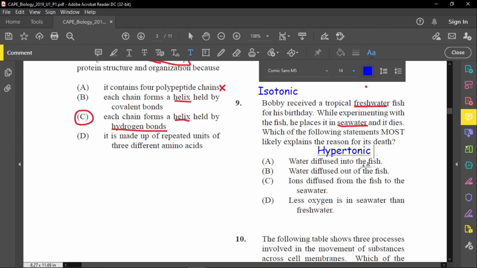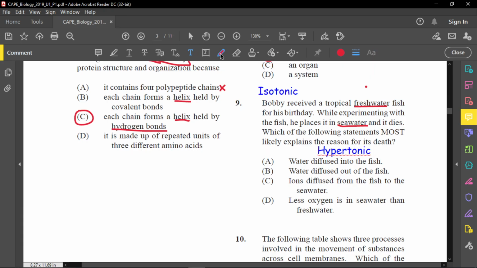All right. And so once cells are placed in hypertonic solution, the cells will lose water and become flaccid. All right. And so let's look at what will happen here. So water diffuses into the fish, which is not true, because if it was hypotonic, then this would be true. So A is incorrect. B is water diffuses out of the fish, which is true. Water diffuses out of the fish because it's hypertonic.